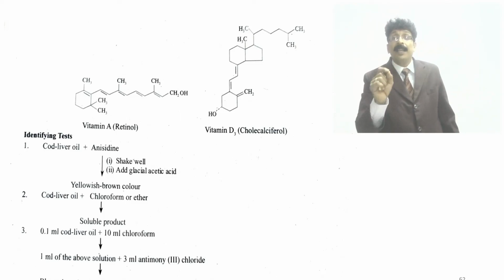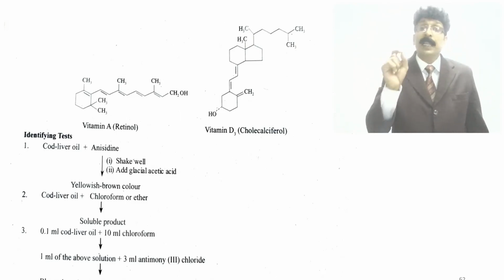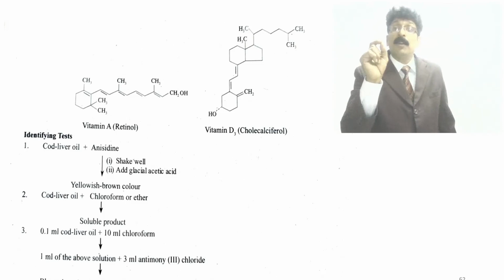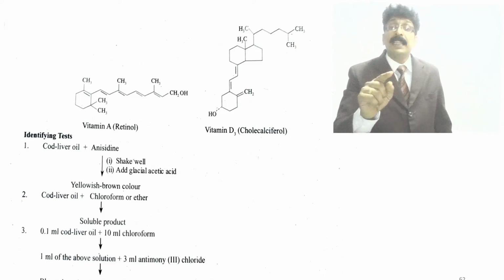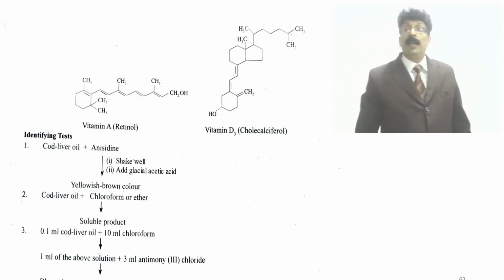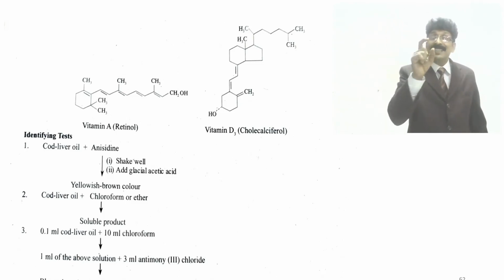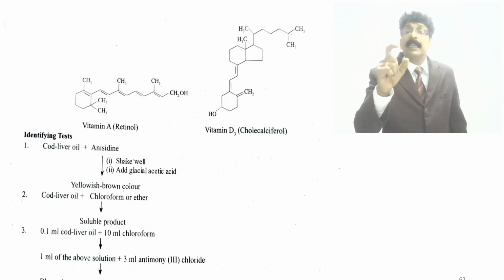Vitamin D, cholecalciferol, contains a double bond CH2 and one conjugated double bond system in between the first two rings, and you have an OH group. So this structure you have to read and study, write and study.